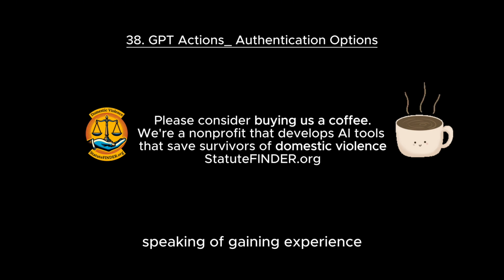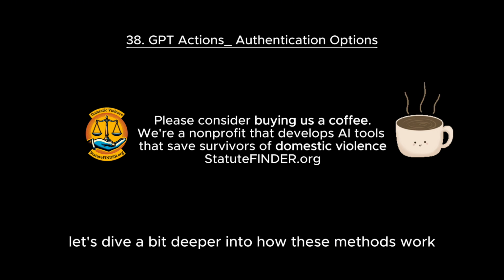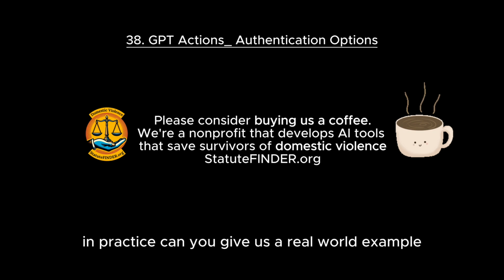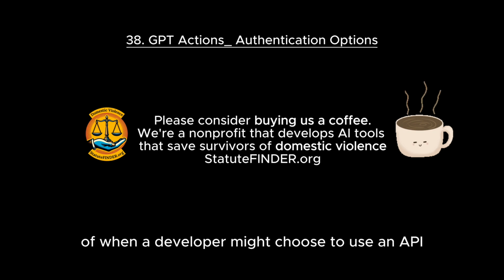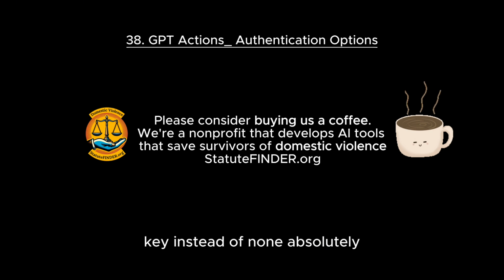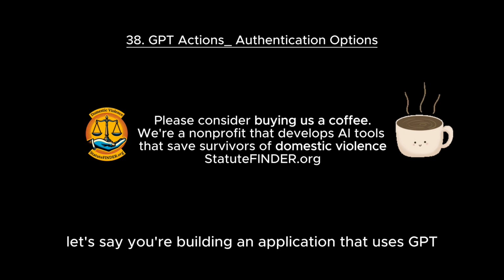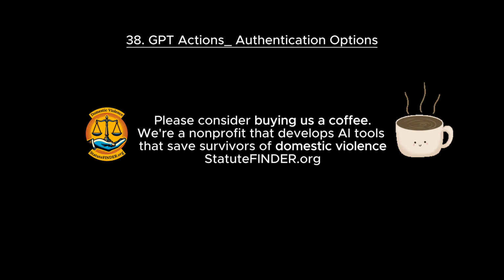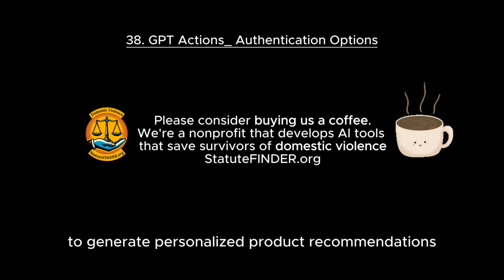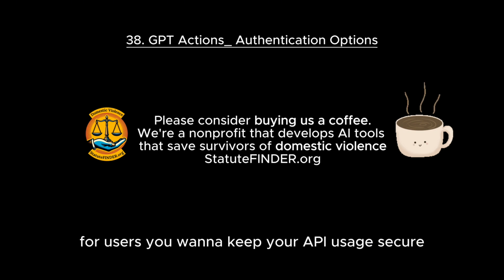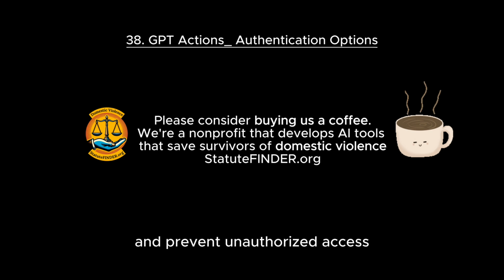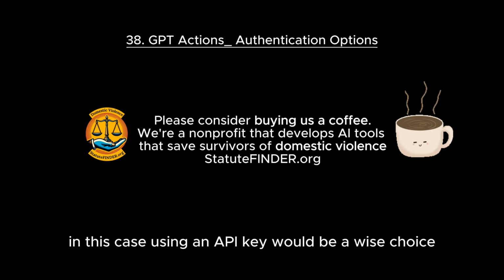Speaking of gaining experience, let's dive a bit deeper into how these methods work in practice. Can you give us a real-world example of when a developer might choose to use an API key instead of none? Absolutely. Let's say you're building an application that uses GPT to generate personalized product recommendations for users. You'll want to keep your API usage secure and prevent unauthorized access. In this case, using an API key would be a wise choice.